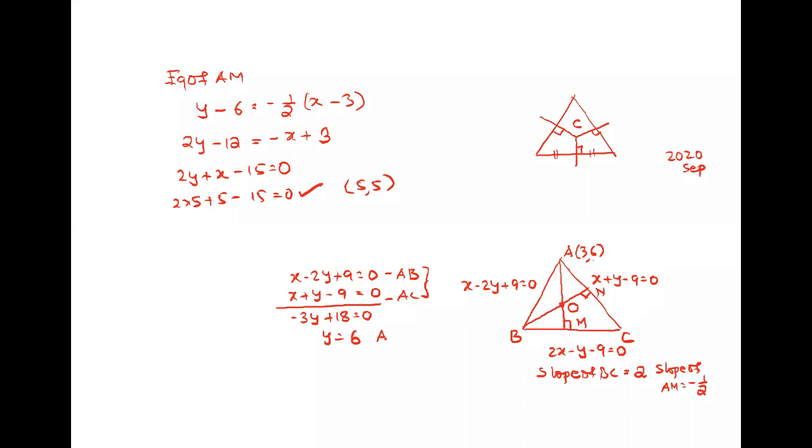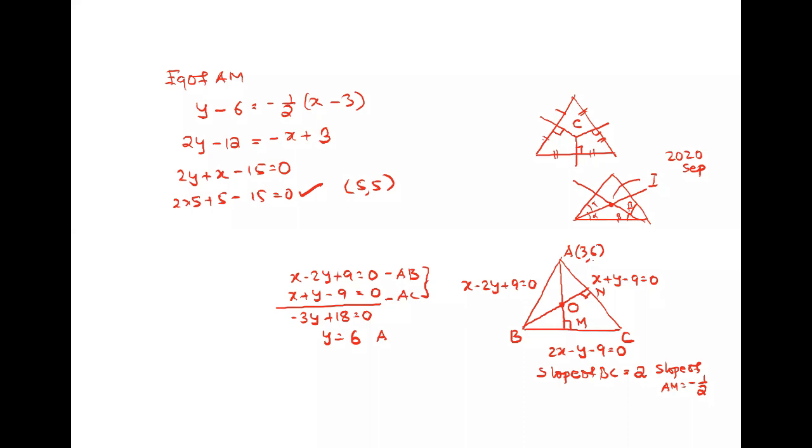These two are equal. Incenter: the incenter is the point of intersection of angular bisectors. This is alpha. This is alpha. This is beta. This is beta. So this point is the incenter. This is the circumcenter. This is the incenter. This is the orthocenter.